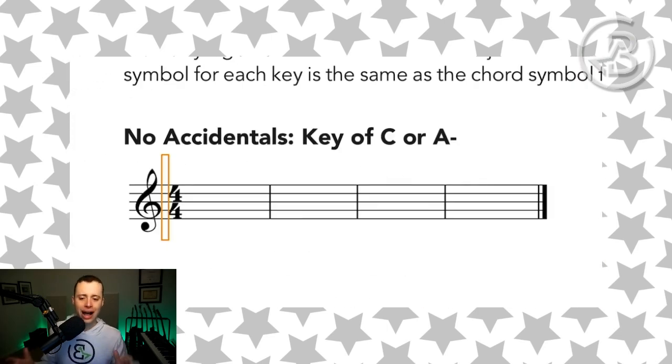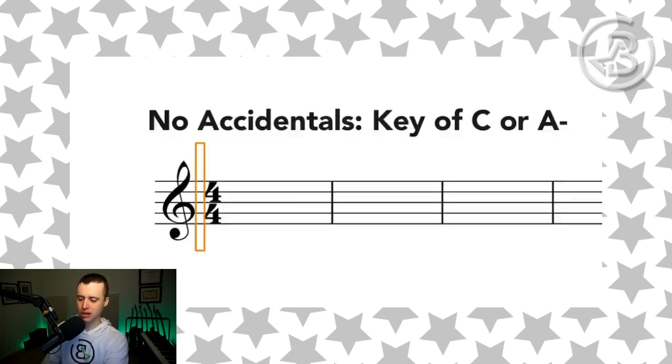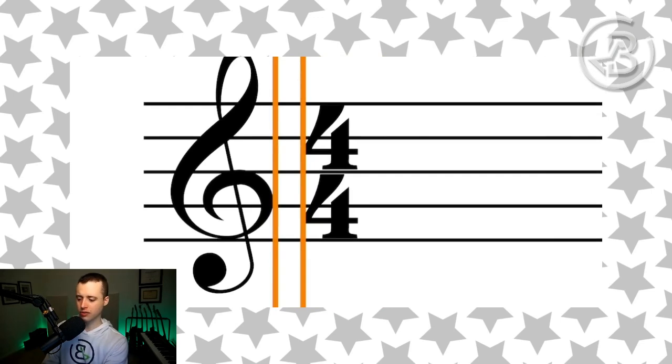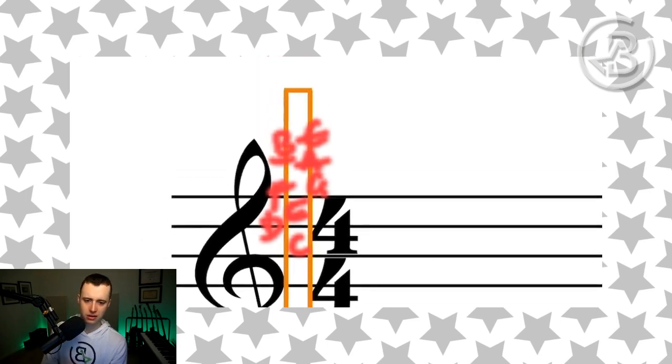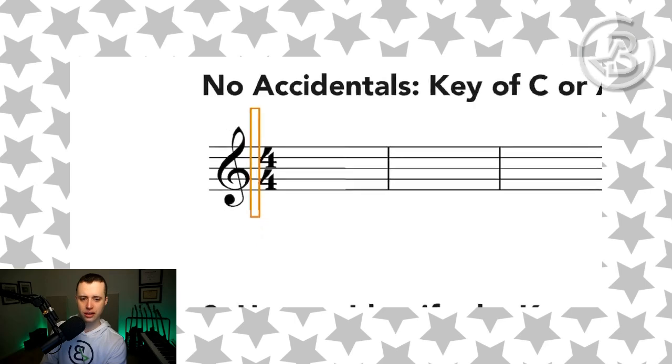If we have no accidentals in our key signature, you can see here there are none, the possible keys are either C major or A minor. That's that relative connection, because if we look, there are no sharps or flats. So we have, sure enough, C, D, E, F, G, A, B, and then two ledger lines up, C. There are no sharps or flats. This key signature is just telling us no sharps or flats.